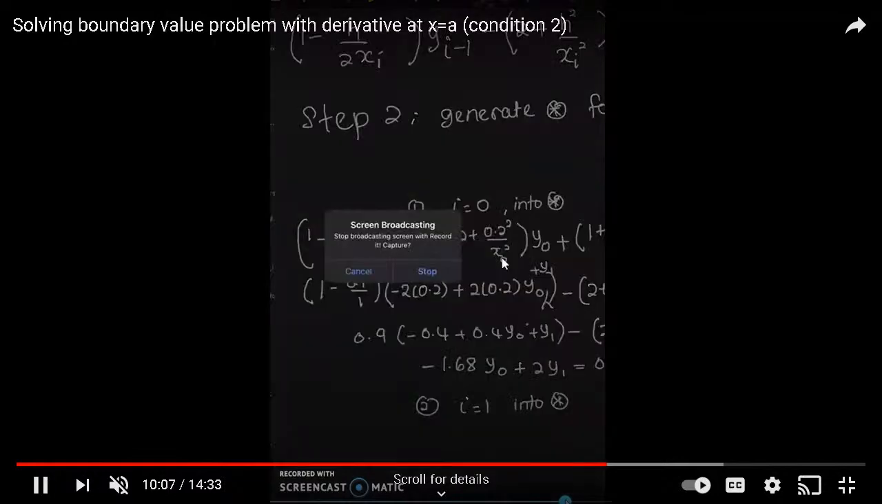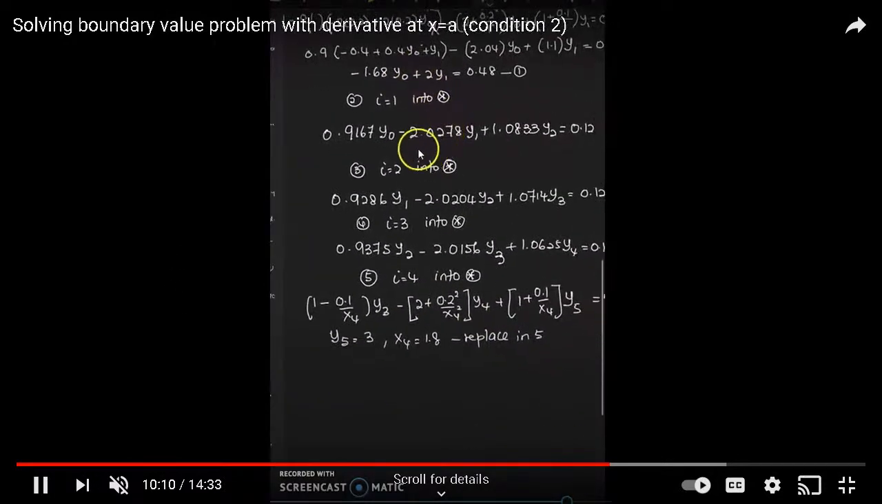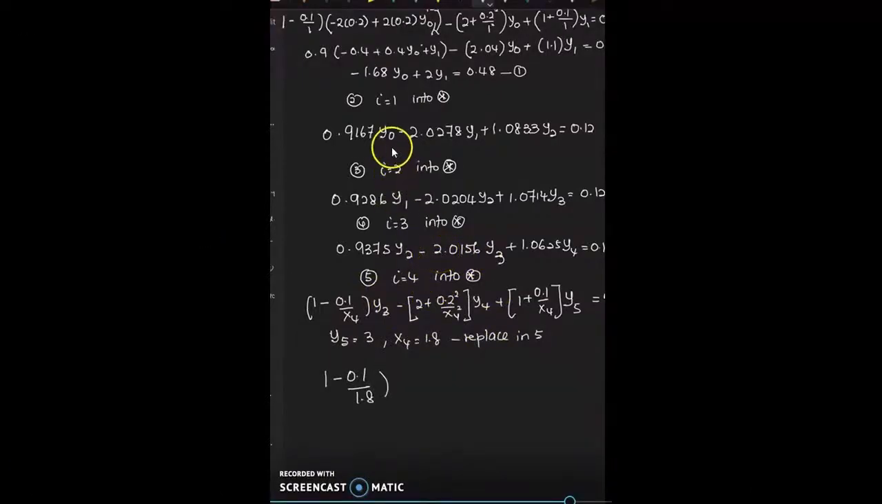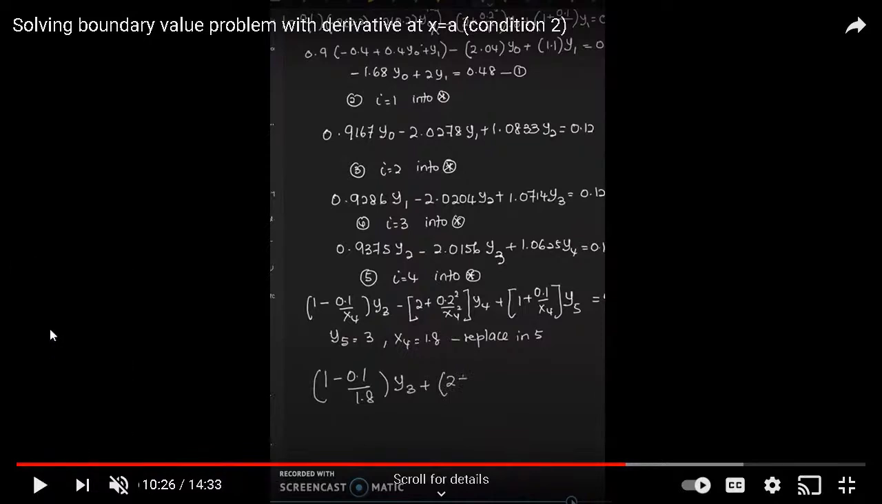Refer to the star equation. You replace i equal to 2, i equal to 3, i equal to 4. There is no problem because you just concentrate on the three points: y1, y2, y3, y4, and y5. So you can see here, the matrix that you generate is a tridiagonal matrix, with three points. The first column is y0 and y1. The second column is y0, y1, and y2. The third column is y1, y2, and y3. The fourth column is y2, y3, and y4. The fifth column is y3, y4, and y5.